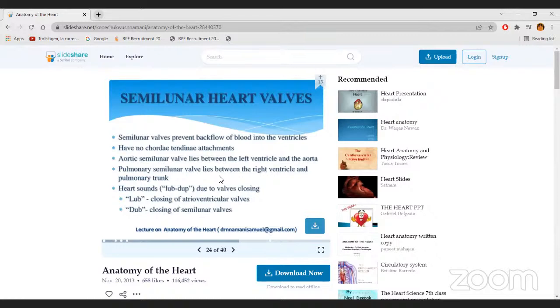The heart sound, lub dub, is due to the valves closing. Lub is the closing of the atrioventricular valves, which gives the sound of the lub. Then the closing of the semilunar valves gives the sound dub. So the heartbeat sound is the lub dub sound.